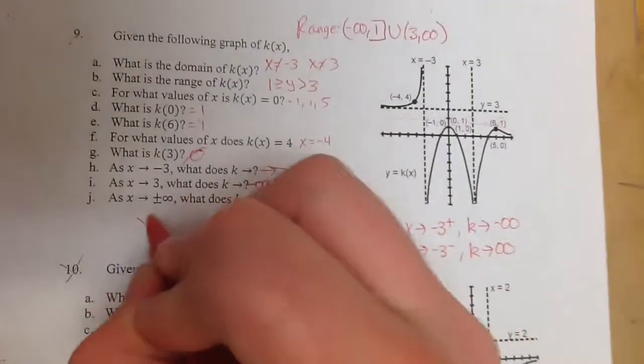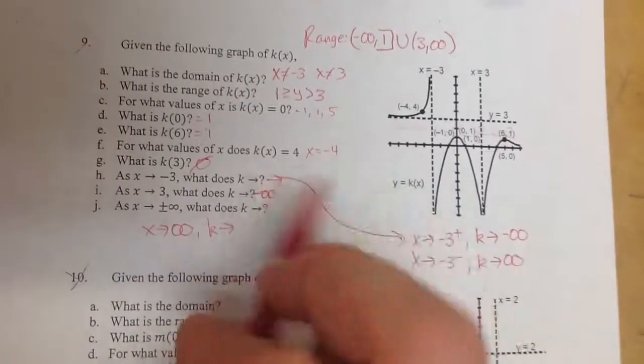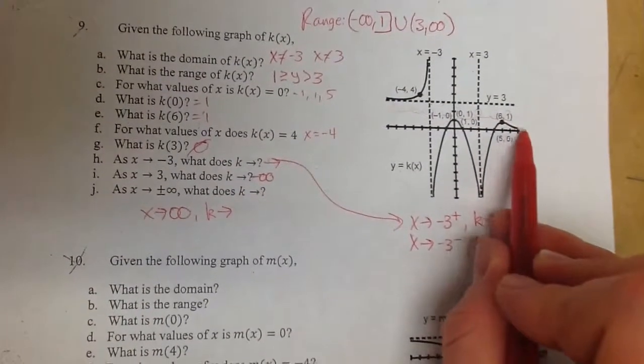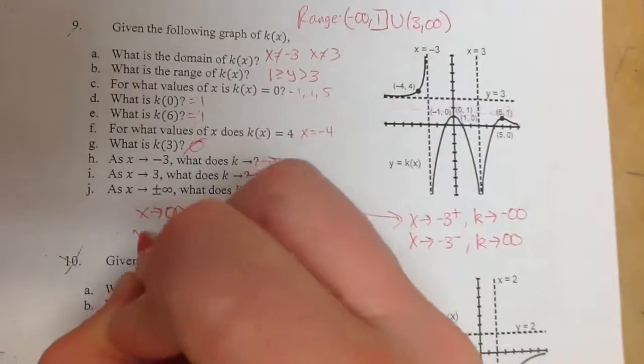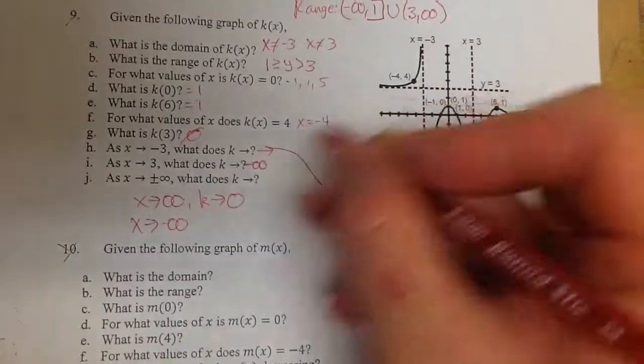As x approaches positive infinity, k will approach. So if you go to positive infinity, that's that way. Looks like it's going towards 0. And as x approaches negative infinity, going that way, it's going to approach 3.